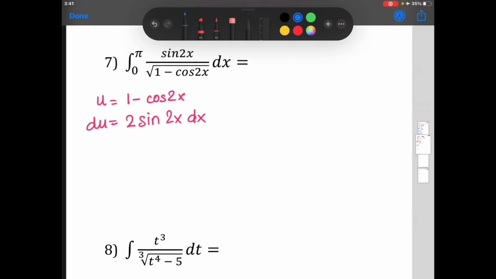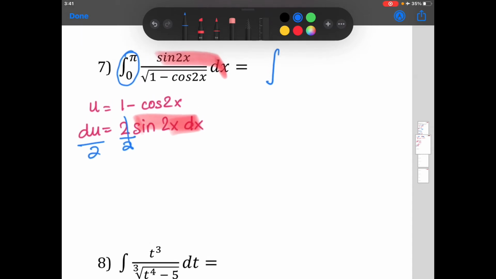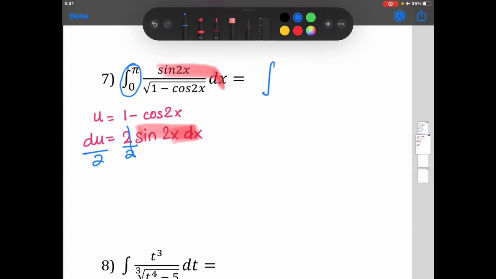So now let's check. What do I have? I have sine 2x dx. I want to get rid of the 2, so I'm going to divide by 2. So I'm left with what? Let's set this up. Be careful. This is a definite integral. These bounds are your x bounds. You cannot put them in for your u. Okay? We're going to find our u bounds after we do the substitution. So sine 2x dx is just, I'm going to pull out the 1/2 du, and it's going to be 1 over square root of u.